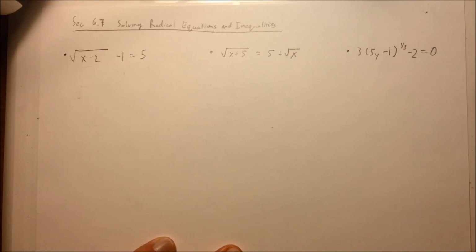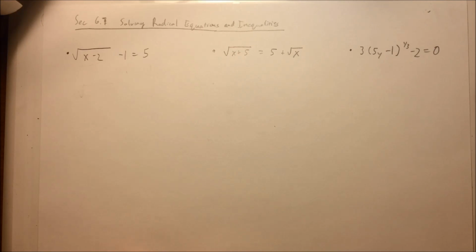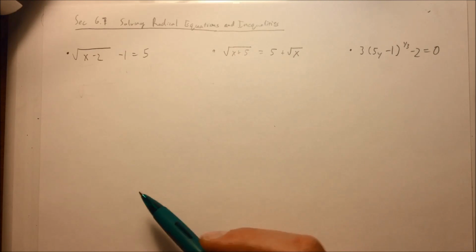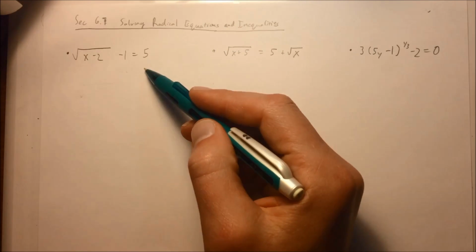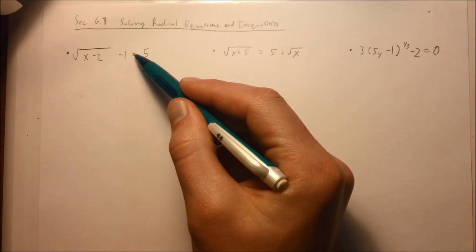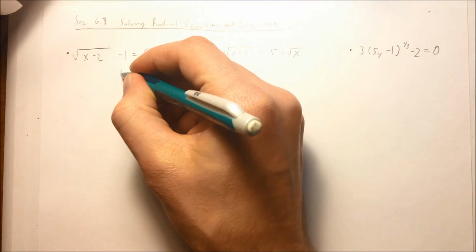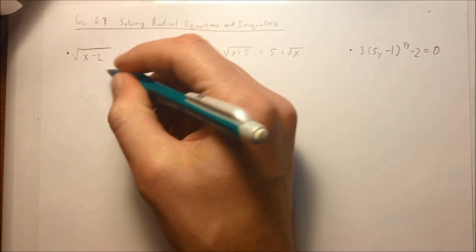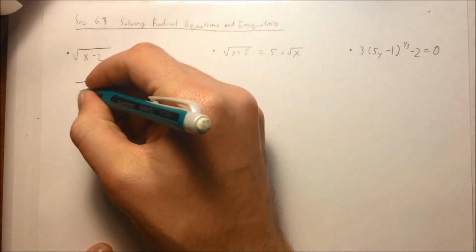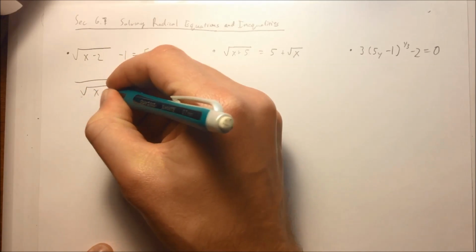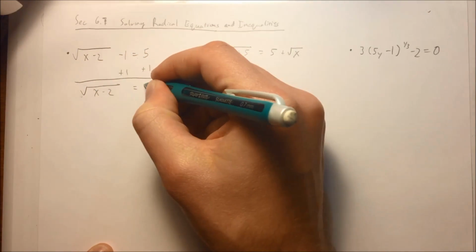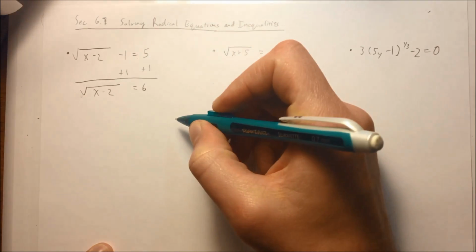Section 6.7, solving radical equations and inequalities. We're going to start with the equations because that's the easy part here. Alright, you probably know what to do here. First thing I would want to do is add 1 to both sides. Once I've got that, I've got the square root of x minus 2 is equal to 6.